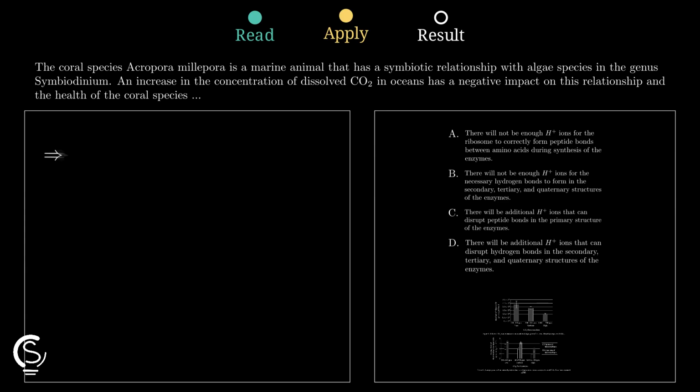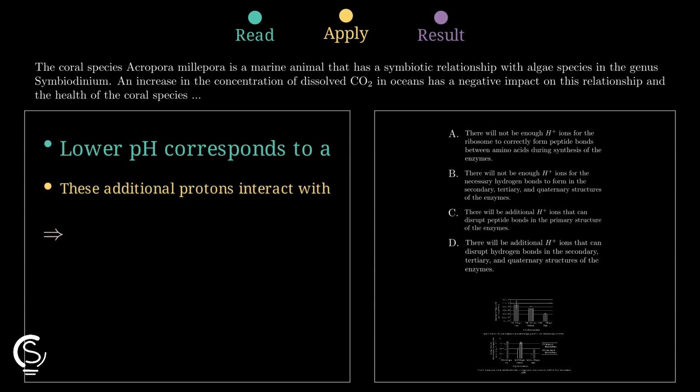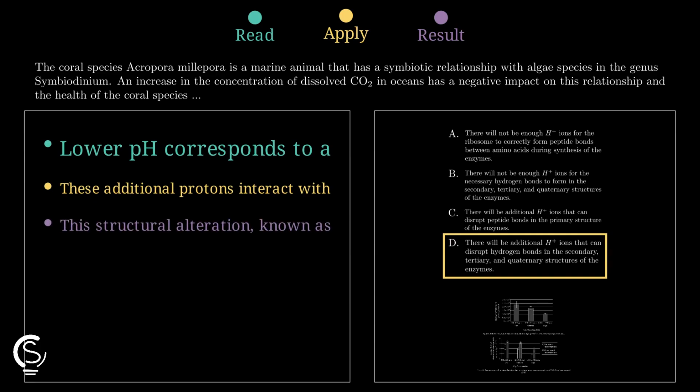Those extra H+ ions can interfere with hydrogen bonding and other weak attractions that help enzymes keep their folded secondary, tertiary, and quaternary shapes. That is the key structure idea. Peptide bonds define primary structure and are much stronger, so the best explanation is disrupted hydrogen bonds causing denaturation-like shape changes, which matches option D.